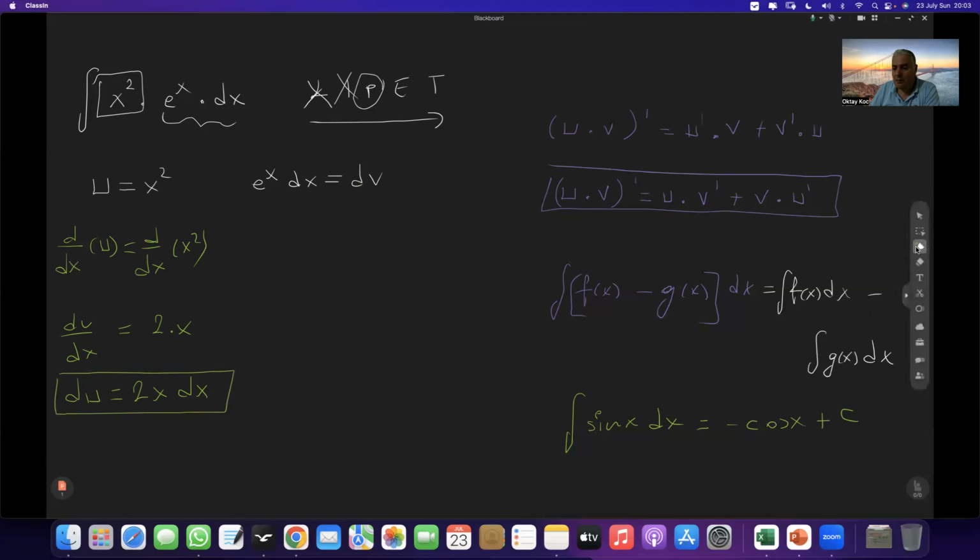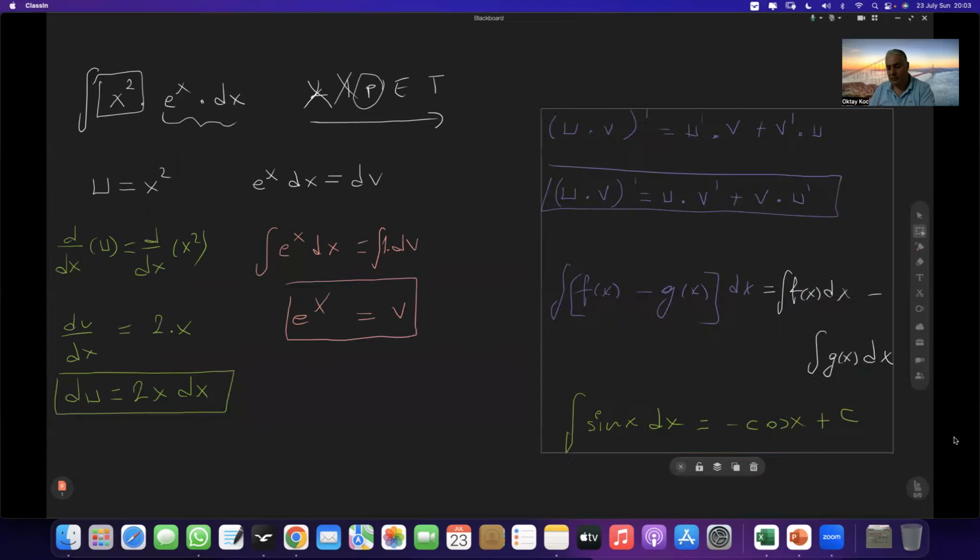And for the second part, we always take the integral. So the integral of e to the x dx is equal to the integral of dv. The integral of dv is always v, since the derivative of v is 1, so there is 1 times dv. And the integral of e to the x dx is e to the x itself. We know this thing.